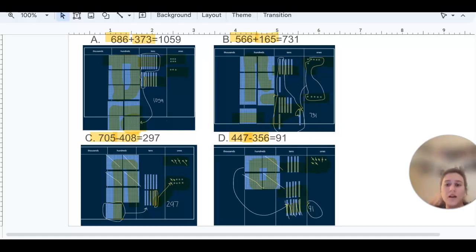I then was able to cross off the tens blocks.